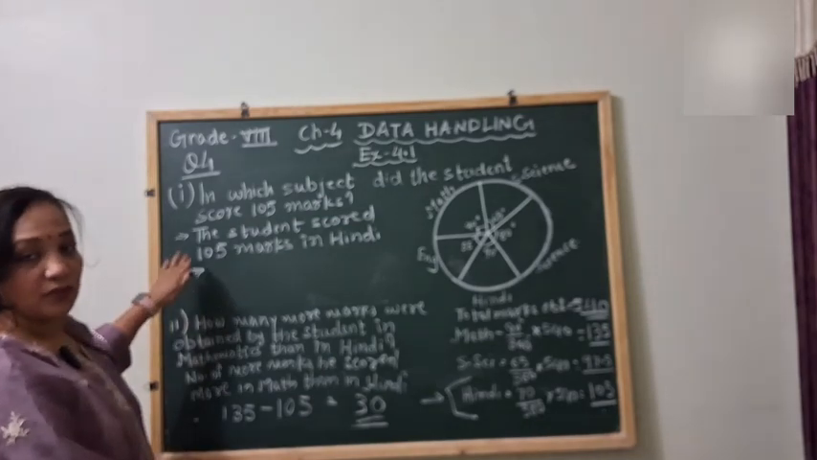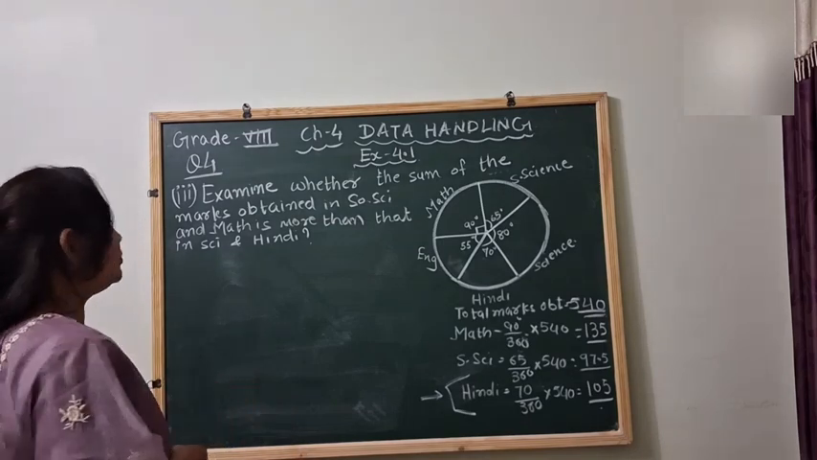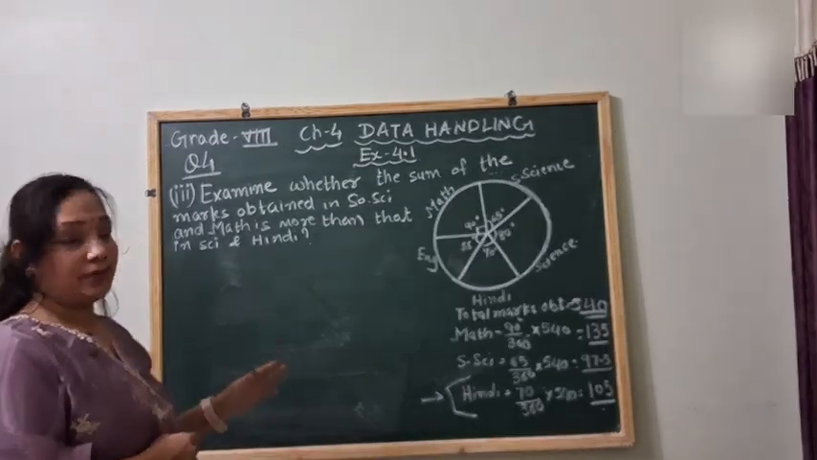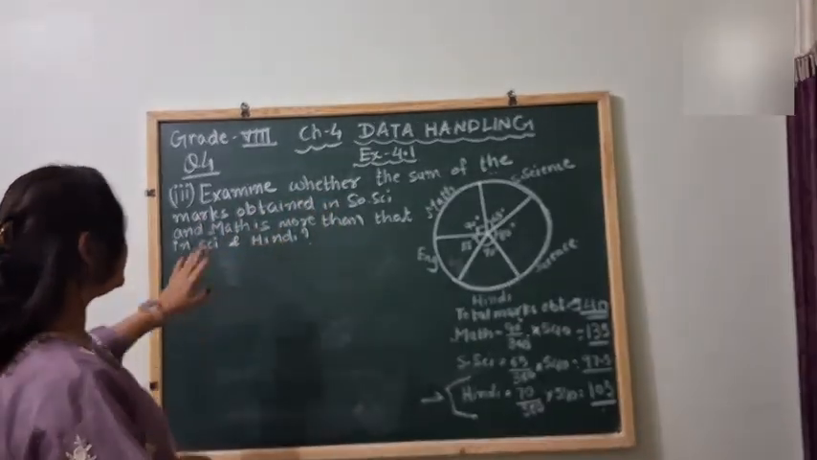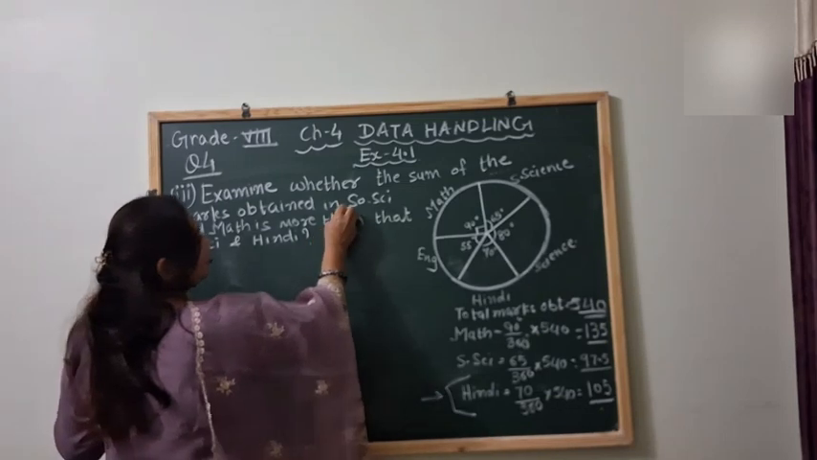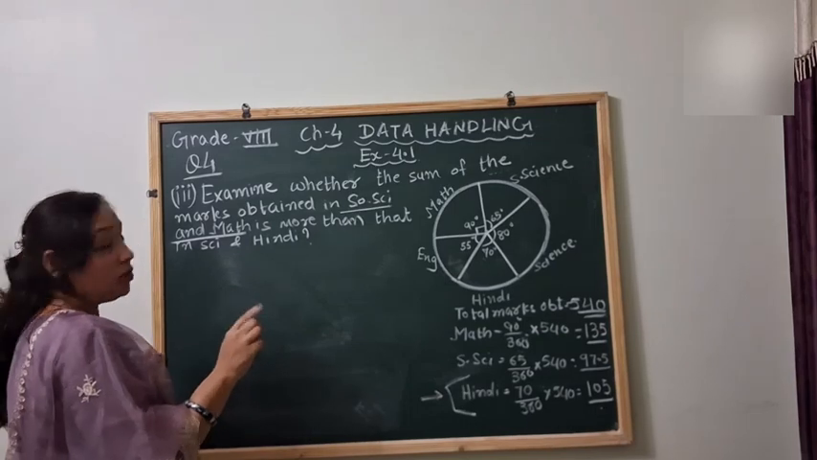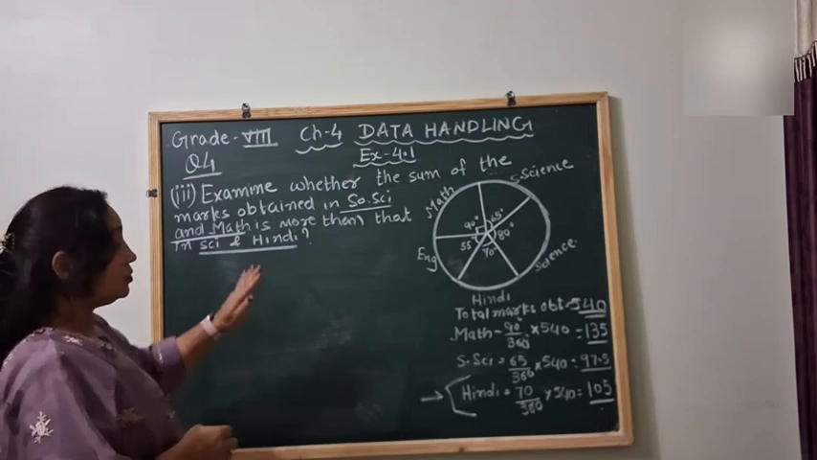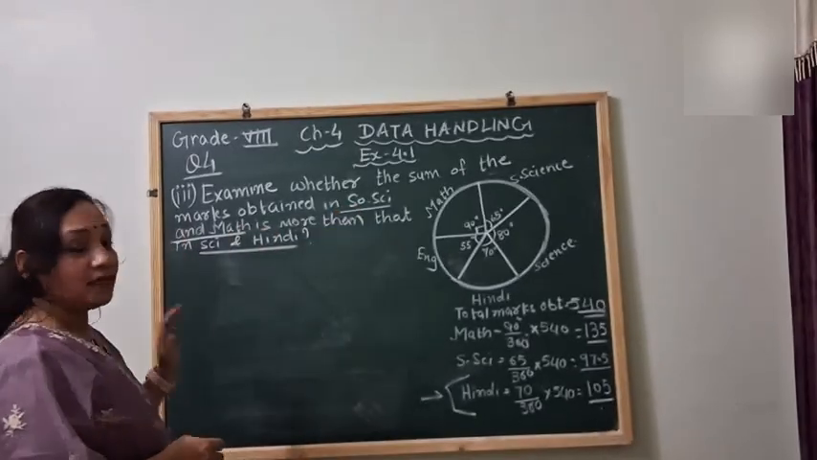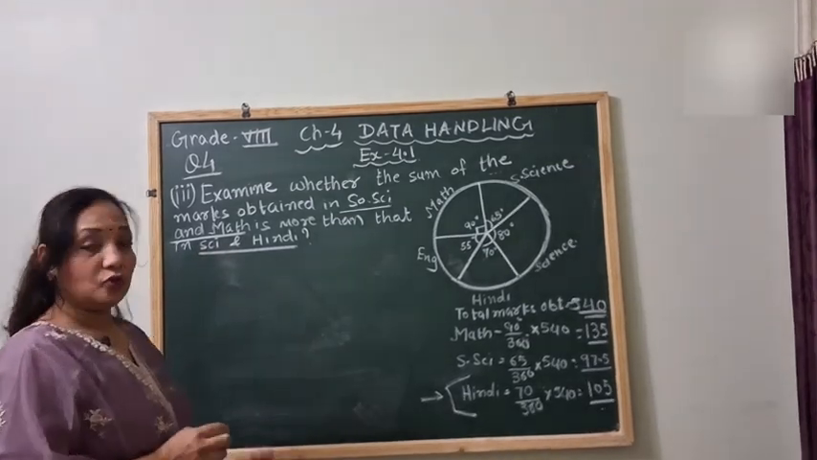Now we have one more sub question number 3 in this question. So let us do that. Okay students, question number 4, sub question number 3. Examine whether the sum of the marks obtained in social science and maths is more than that in science and Hindi. So we have to sum up the scores of social science and maths and compare that with the sum of science and Hindi. So let us do it.